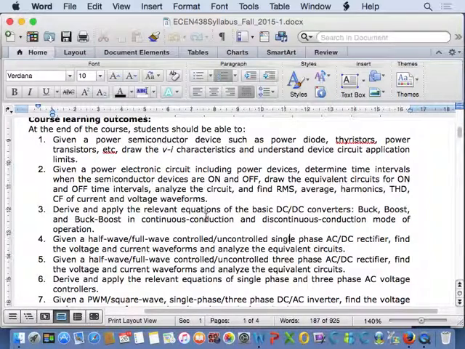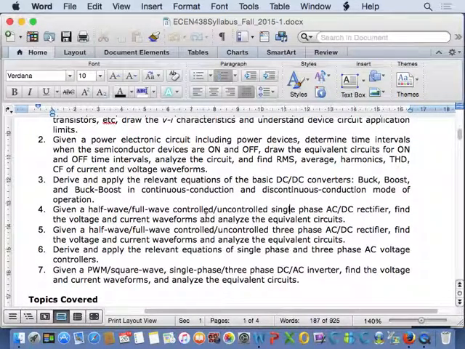The learning outcomes will be divided into goals that will allow you to cover all of them, as well as the devices that we use to build these circuits, of course, as well as the filtering requirements that are needed in these circuits. That's really the summary of what we're going to do in power electronics.